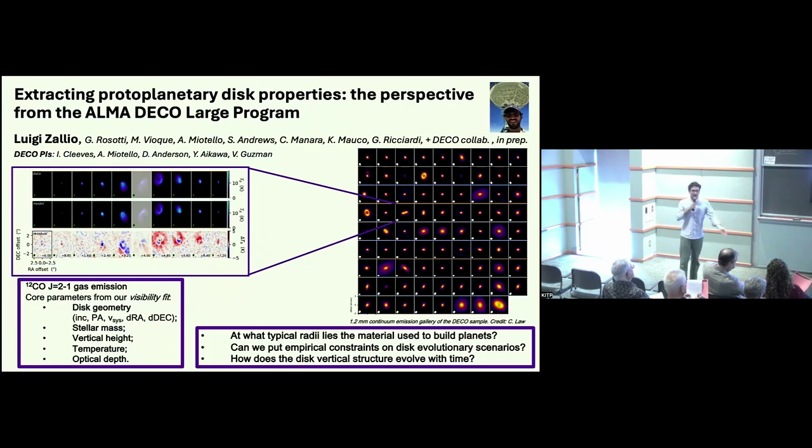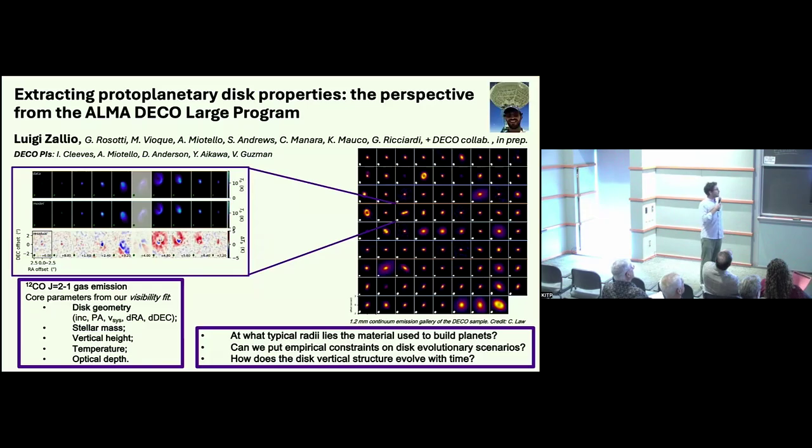Basically, in order to extract this information, I'm using visibility fitting. If you want to chat more about that, I'm very keen on it. I'm looking forward to that. I'm using a model that I developed that allows me to retrieve the geometry, stellar mass, vertical heights, temperature, and also a collection for the optical depths.